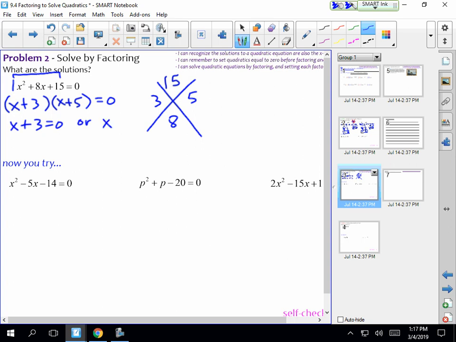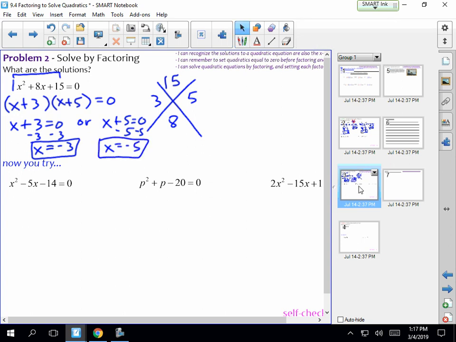So x plus 3 equals 0 or x plus 5 equals 0. That's what the zero product property tells us. And then you can see where the -3 and the -5 come from. So x equals -3 or x equals -5. So there it is. We've got an extra layer in this one. You've got to factor first and then solve it.